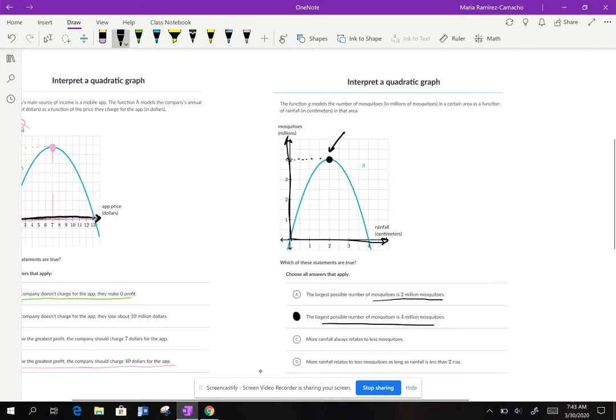More rainfall always relates to less mosquitoes. That's not true because here, more rainfall gets us more mosquitoes. I would agree that more rainfall over here gives us less, but at least for rainfall between 1 and 2 centimeters, this is going up. So that's not true. More rainfall relates to less mosquitoes as long as rainfall is less than 2 centimeters.